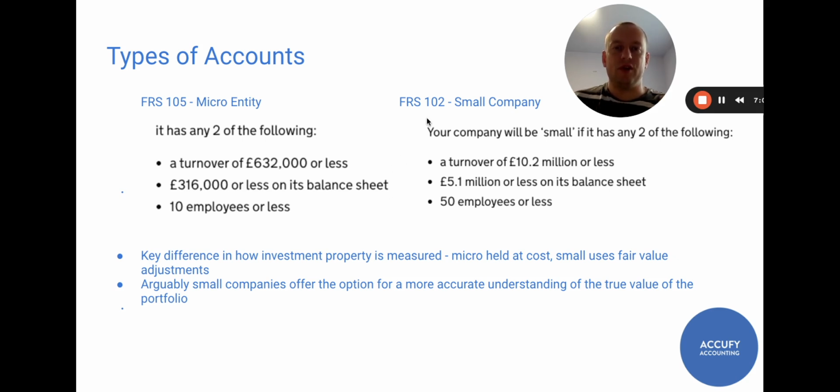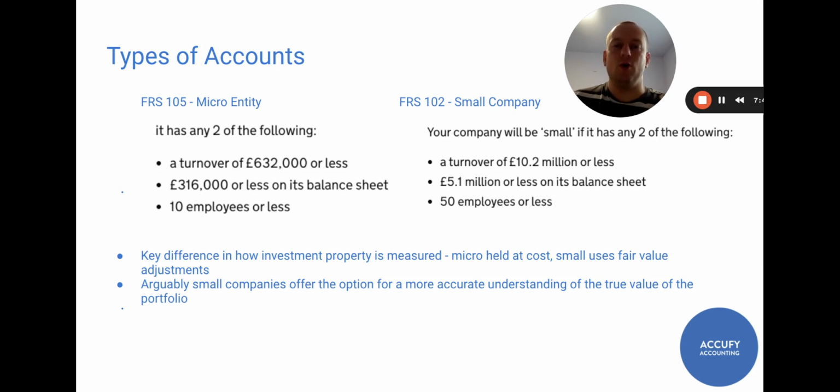The difference is with a FRS 102 small company, we have to do revaluations of the property. So basically, the directors will, either through a valuation or through their assessment of the fair value of the property, annually revalue the properties and adjust them on the balance sheet. So that's the key difference. And arguably, my argument would be that as a property investment company, it'd be more appropriate to report as a small company, noting that values of property go up over time, and so to show a true and fair reflection of the actual value of the company, you need to report as a small company.